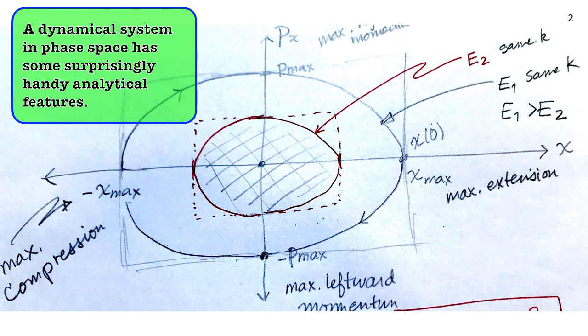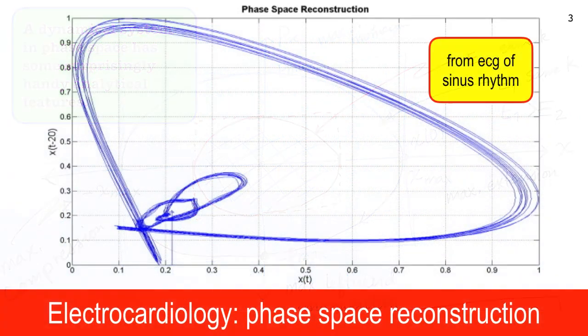Okay, so for instance, now I'm going to give you a real-life example. Now, nobody goes around doing research on springs anymore. Engineers probably do it for a living somewhere in a spring company, but here's something that's right out of the pages of the New York Times, so to speak. This is electrocardiology. This is a phase space reconstruction of the electrocardiogram for a patient with sinus rhythm.